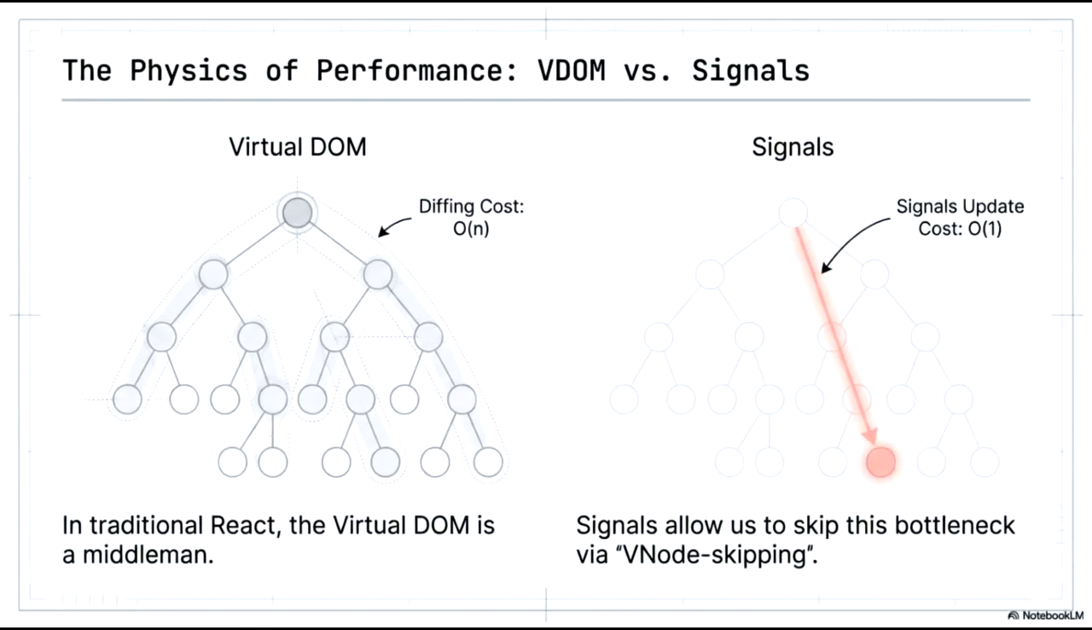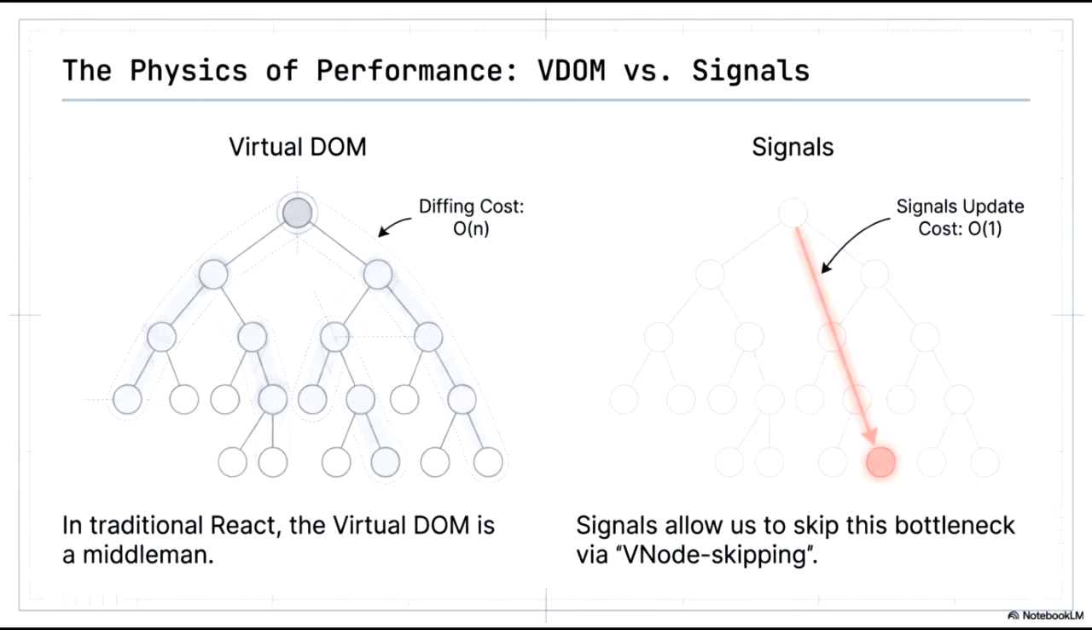In this slide, we examine the physics of performance by comparing the virtual DOM with signals. In traditional React architectures, the virtual DOM acts as a middleman. When state changes, the framework must perform a diffing process across the component tree to identify exactly what needs to be updated. This results in a diffing cost of O(n), meaning performance is tied to the overall size and complexity of the tree.